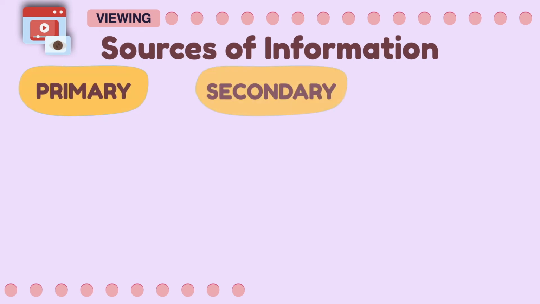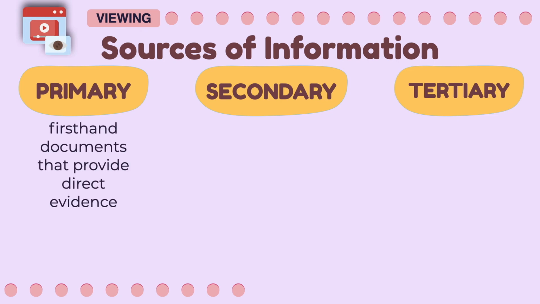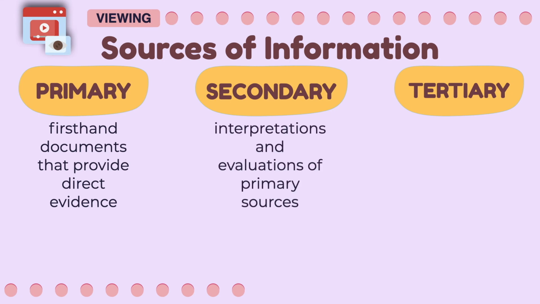In comparing and contrasting contents with outside sources of information, it is but necessary to be aware of the different types of sources of information. We have the primary, secondary, and tertiary sources. Primary sources are first-hand documents that provide direct evidence. The source of information is from the direct source. Secondary sources are interpretations and evaluations of primary sources. These are accounts written after the fact with the benefit of hindsight. These are not evidence but rather commentary on a discussion of evidence.